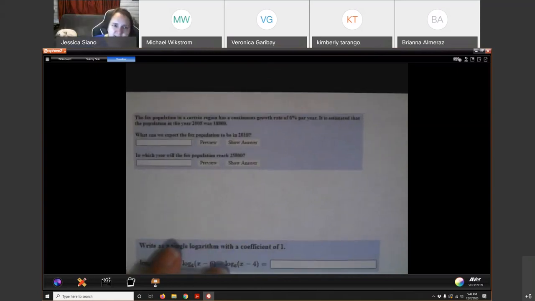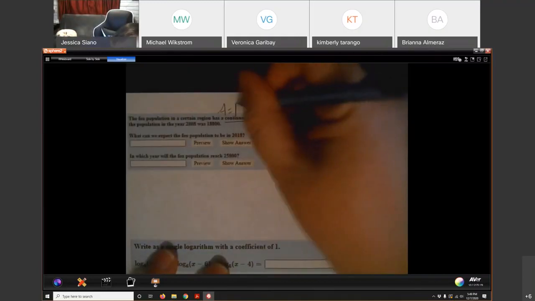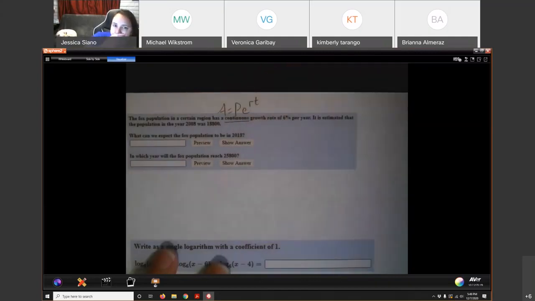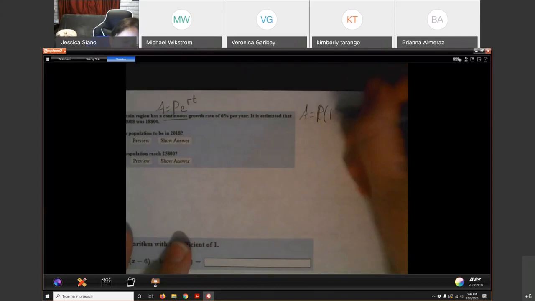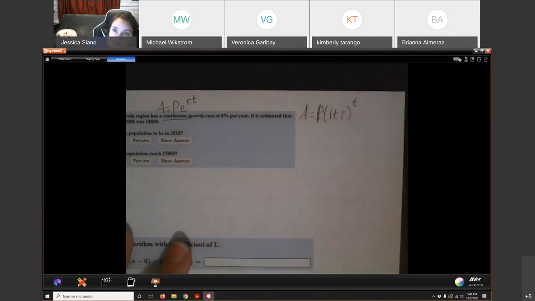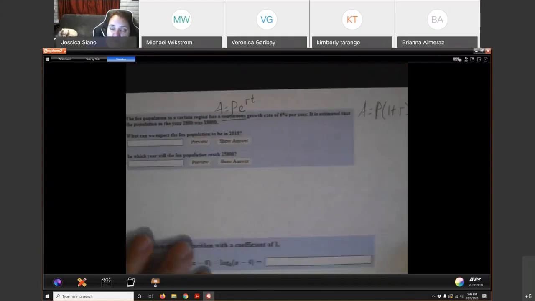A note about this one that some of you guys stumble on in your homework. If you see this word continuous, then they want A equals PE to the RT. If you do not see the word continuous, then they want A equals P times 1 plus R to the T. Okay, but the word continuous means that you need to use the PE to the RT formula.